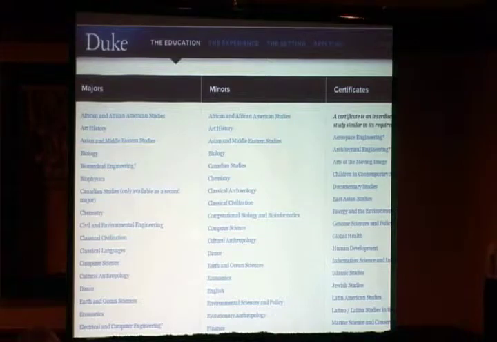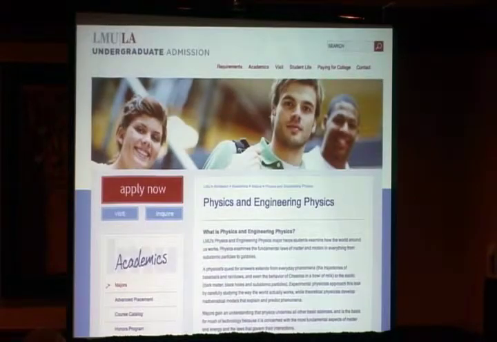Duke's done something similar here on their admission site. Majors, minors, certificates, they've just removed the whole college structure otherwise. Then once I actually get into a university page, like this is Loyola Marymount's, I'm now greeted with an awesome physics and engineering physics page, which I didn't know was a thing, where basically all the things that I need, including apply now, visit, inquire, by the way, of course, across departments, it's the same sort of user experience that I need in order to read, make decisions, and then take an action. This is what I need.